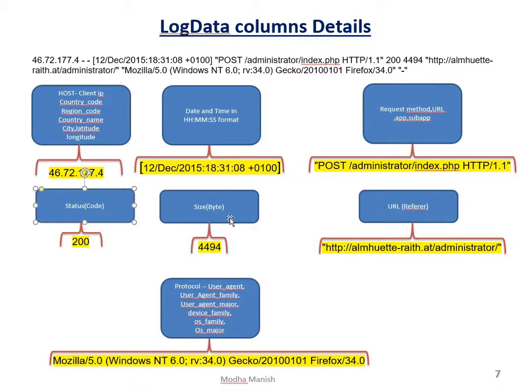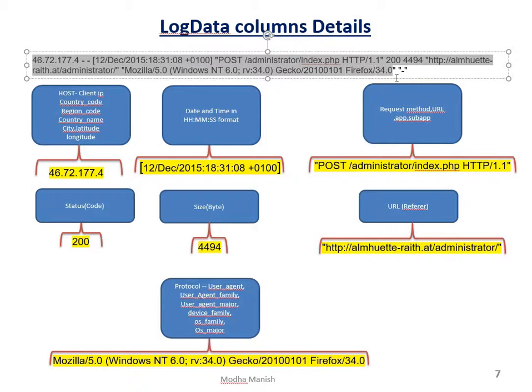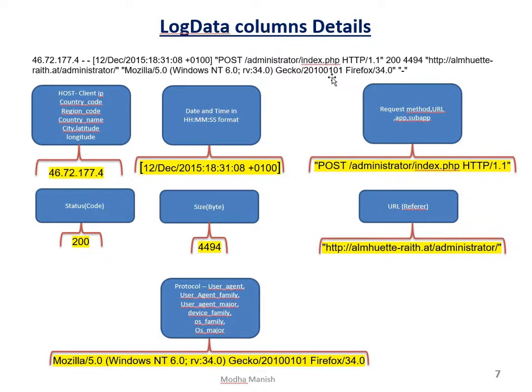The size of the request, like how many bytes that the website transfer to respond to this request, and referrer URL and the protocol, what protocol they use. This is all user related information. So this is the log information where all this information resides and is stored in the weblog file.